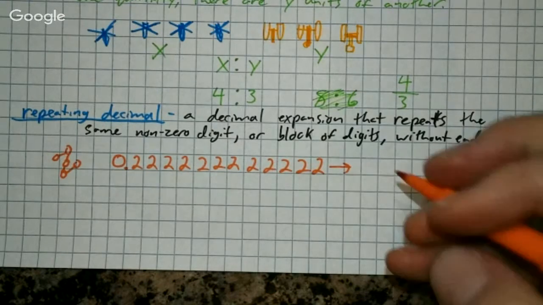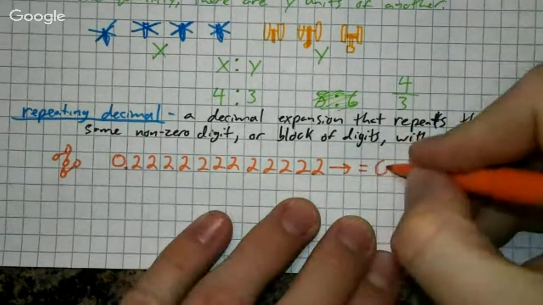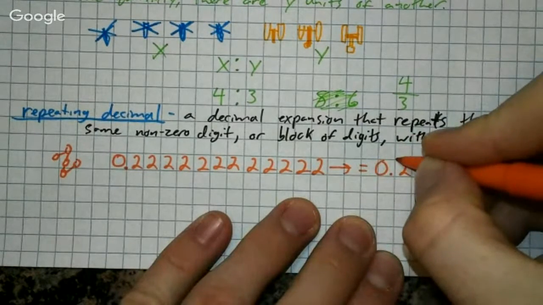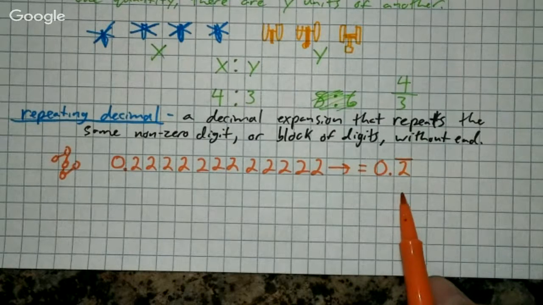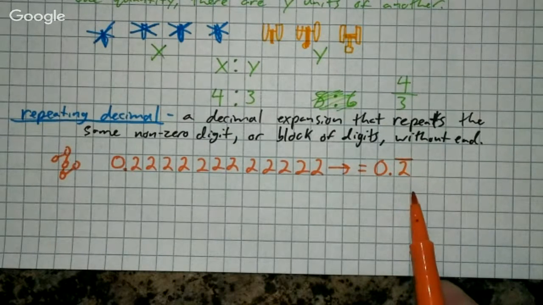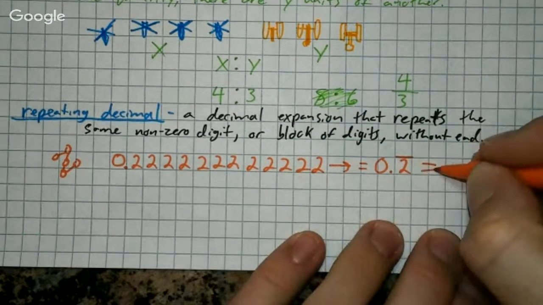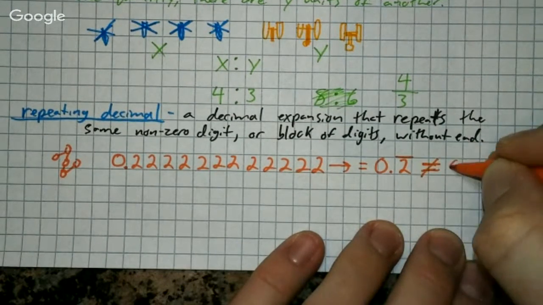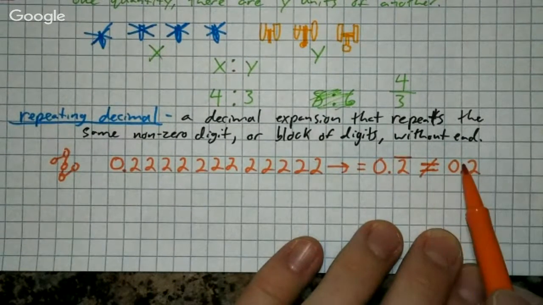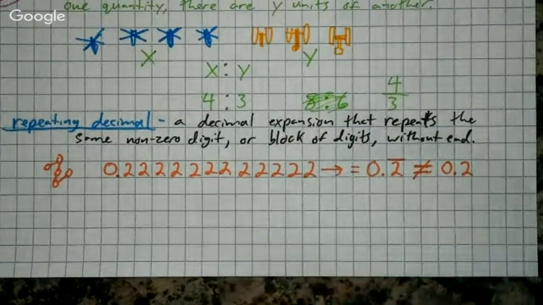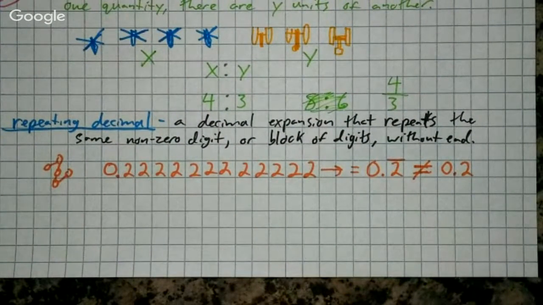So instead, we just write this as 0.2, and then we put a line over the top. We call this 0.2 vinculum. What that means is that that digit will repeat over and over again forever. Now that does not equal 0.2. 0.2 vinculum does not equal 0.2. They are not the same number.